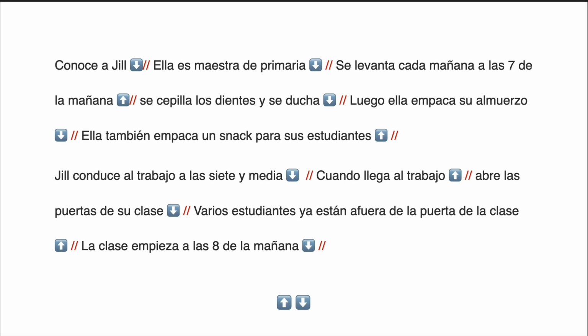Conoce a Jill. Ella es maestra de primaria. Se levanta cada mañana a las 7 de la mañana.